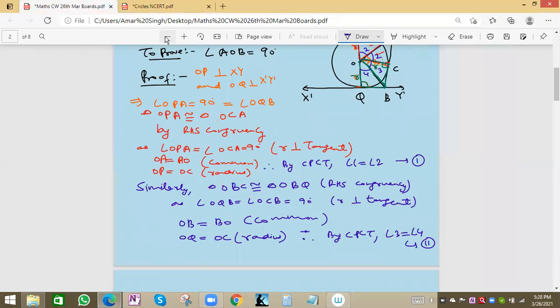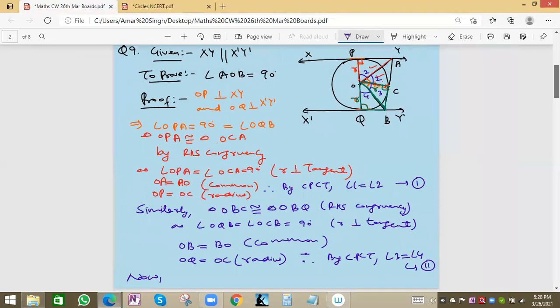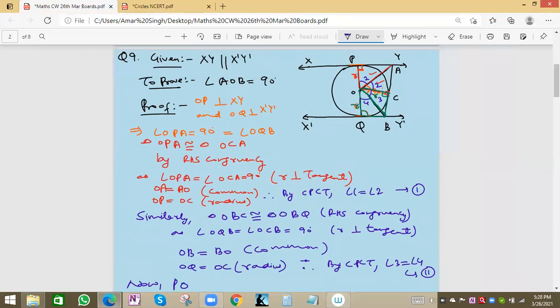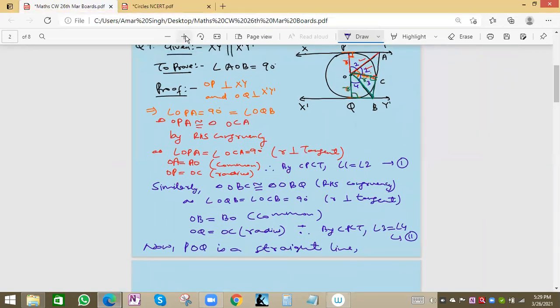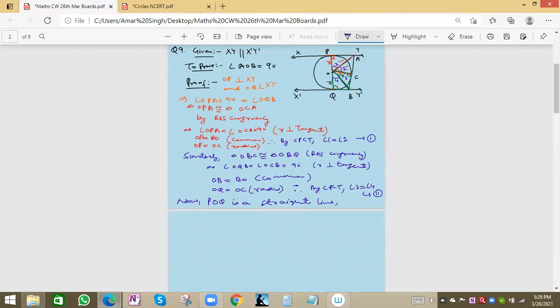Now we can write, one line we have to write and we will get the answer. Now POQ is a straight line. So angle 1 plus angle 2 plus angle 3 plus angle 4 is equal to 180 degree, since a straight line means 180 degree. Now 1 and 2 are equal, so we can write double of angle 2. 3 and 4 are equal, so double of angle 3.